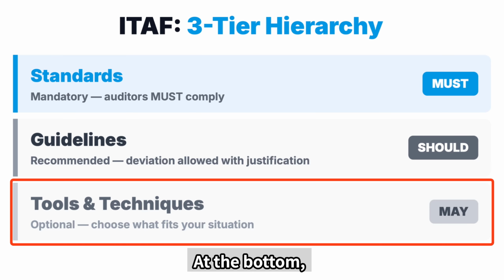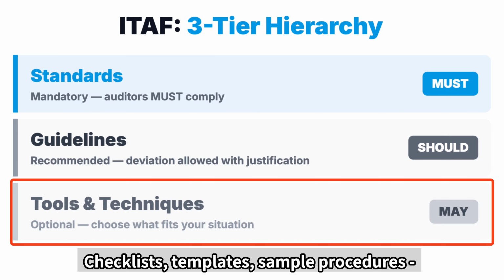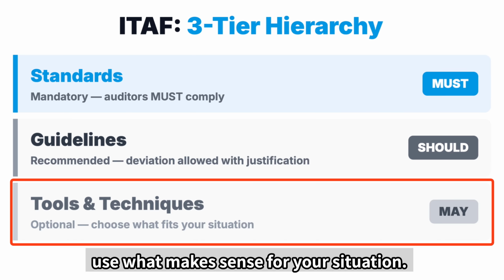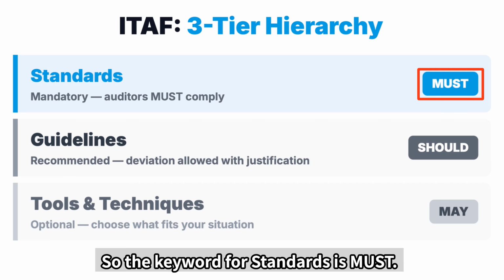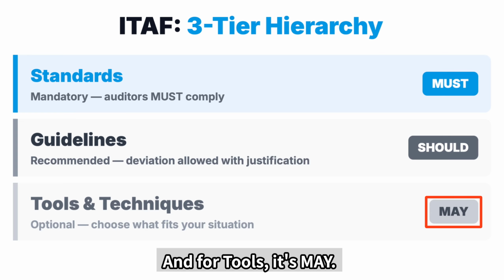At the bottom, we have tools and techniques. These are completely optional. Checklists, templates, sample procedures. Use what makes sense for your situation. So the keyword for standard is must. For guidelines, it's should, and for tools, it's may.